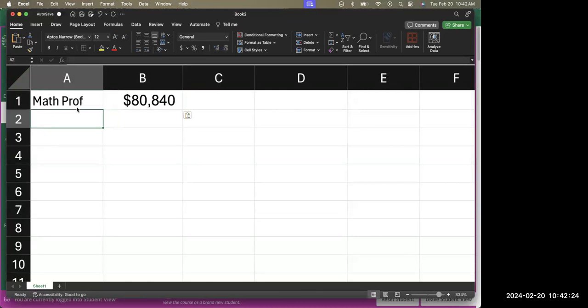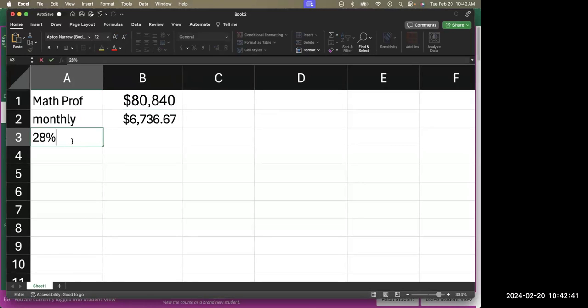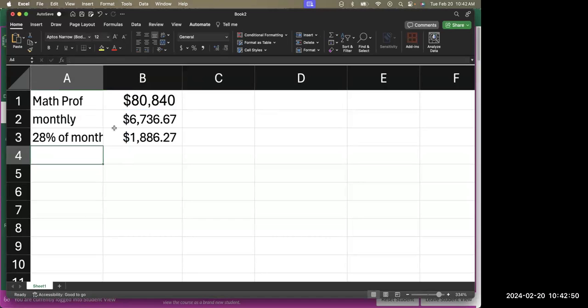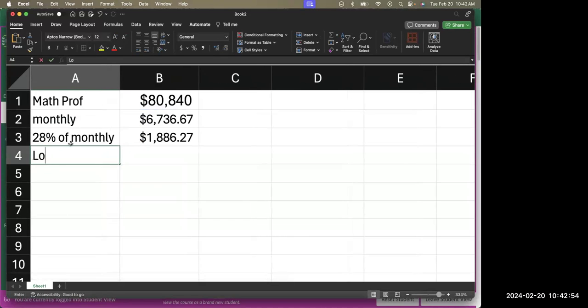So there's the math prop. And then monthly equals this divided by 12, and then 28% of monthly equals this times 0.28. And then the size of the loan.